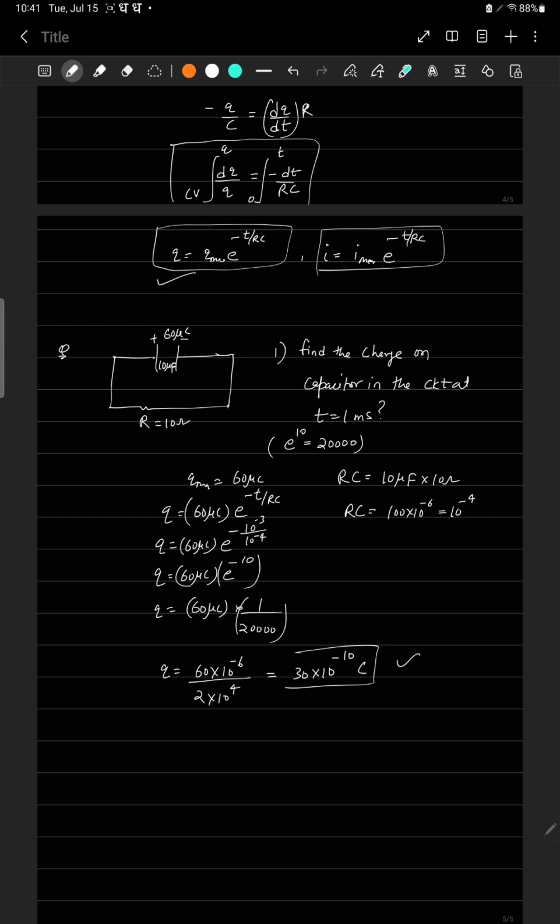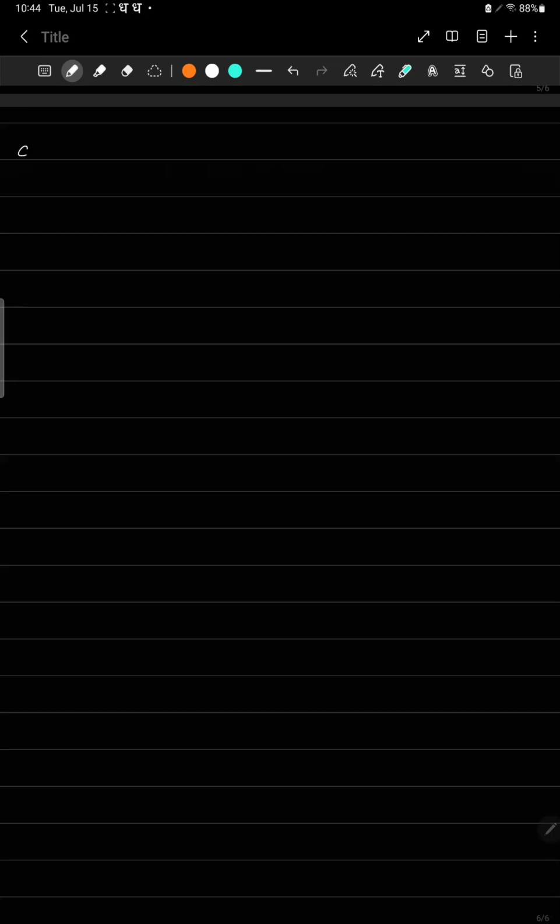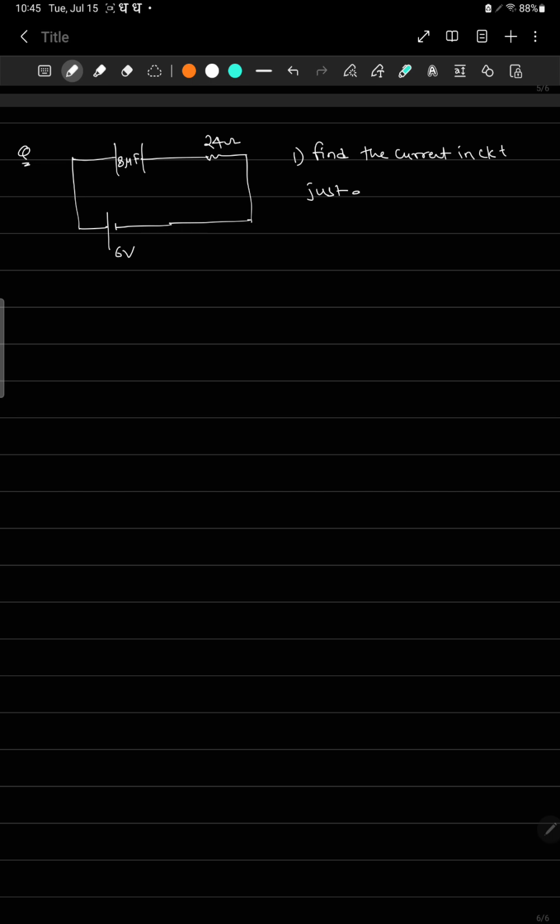Okay, let's see another question on this one. Let's say there's a capacitor. This time we are taking it as uncharged and connected with a 6-volt battery and a resistor. The resistor is 24 ohm. The question is: find the current in the circuit just after connections are made.